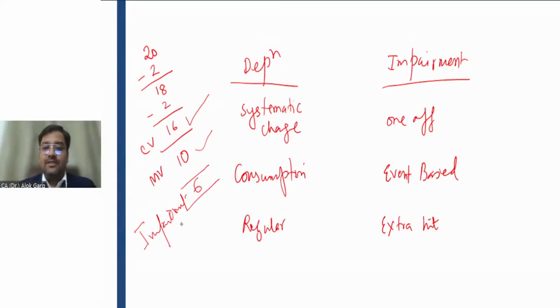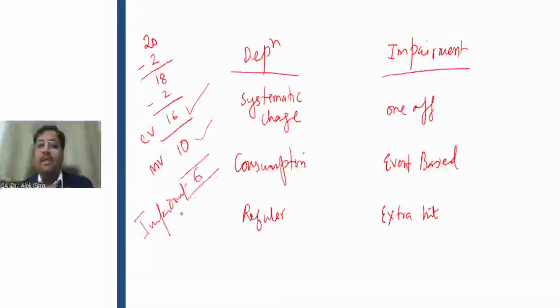Have you understood this? Yeah. So impairment should be there. Impairment should be event based, trigger based. It's kind of a one-off event, and it is, of course, over and above depreciation. It is an extra hit to the P&L.